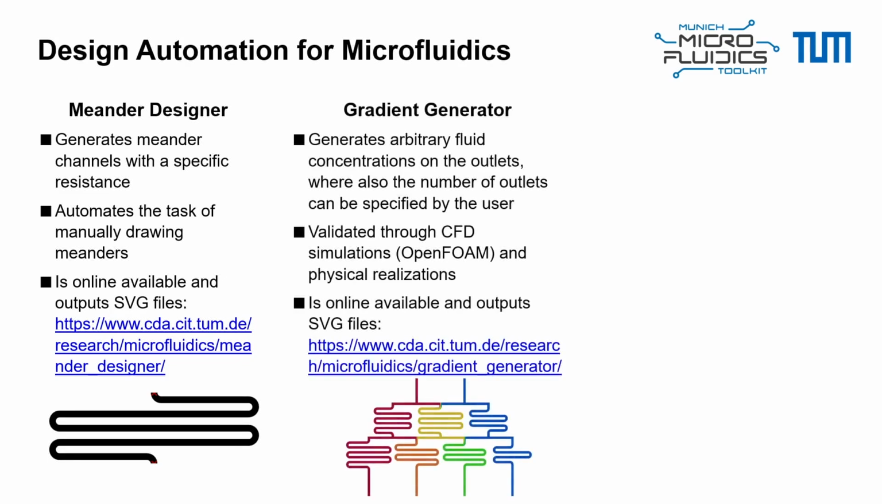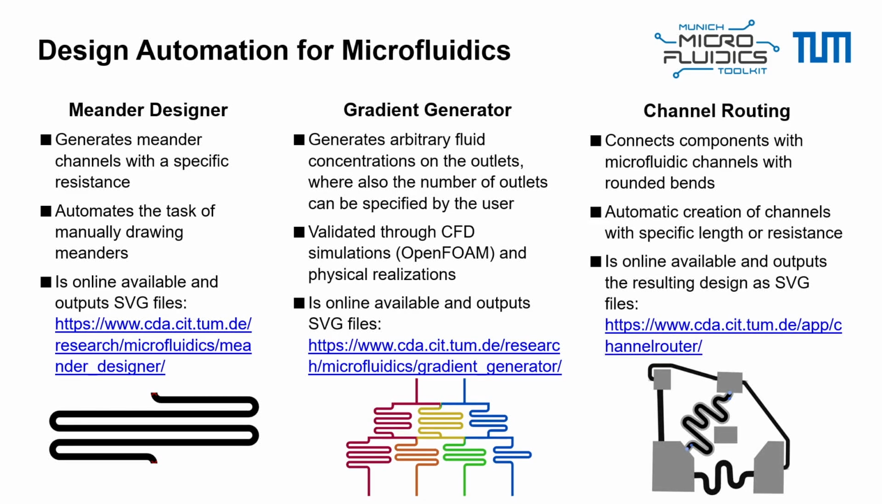And this is now in a more complex system, a gradient generator. So you now have multiple layers of these meanders, and then you can specify at the outlet specific fluid concentrations, and therefore you don't have to necessarily design the chip. You just say, okay, I want this concentration, and it automatically generates a design that would work for this. And this was validated again using simulations and then also physical realizations.